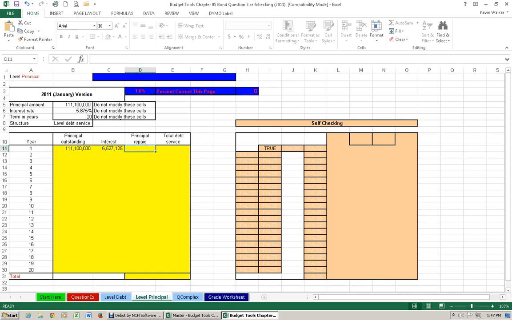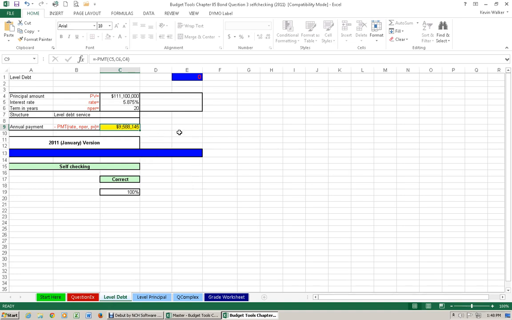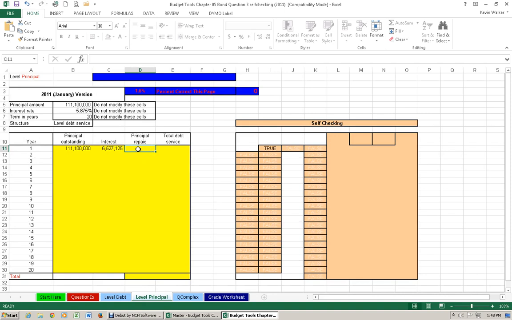Now, principal repaid. We've already figured out how level debt and stuff works, so this is going to be kind of easy to work with here. The principal repaid, we're going to repay the same amount of principal every year. What's going to change is the amount of interest that we pay. Now, to get the principal repaid here, we simply do this.